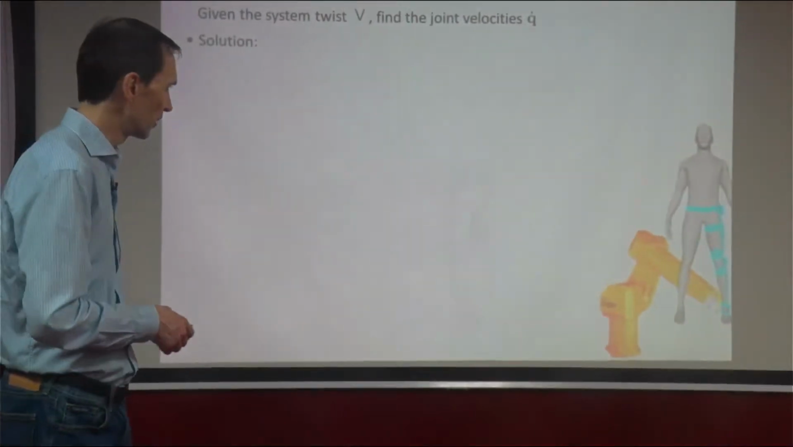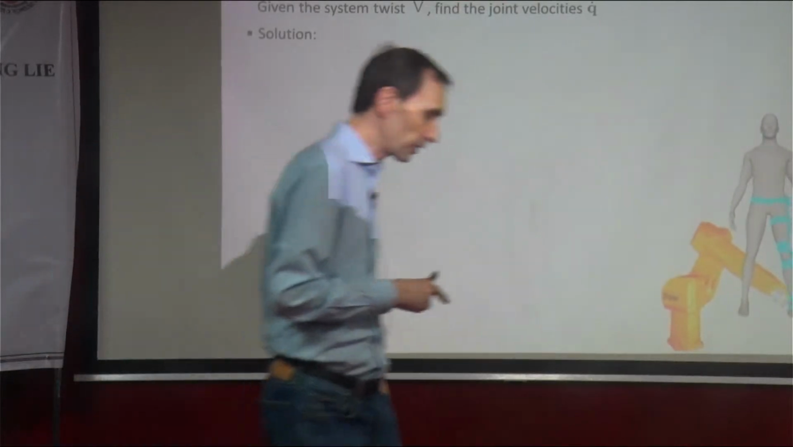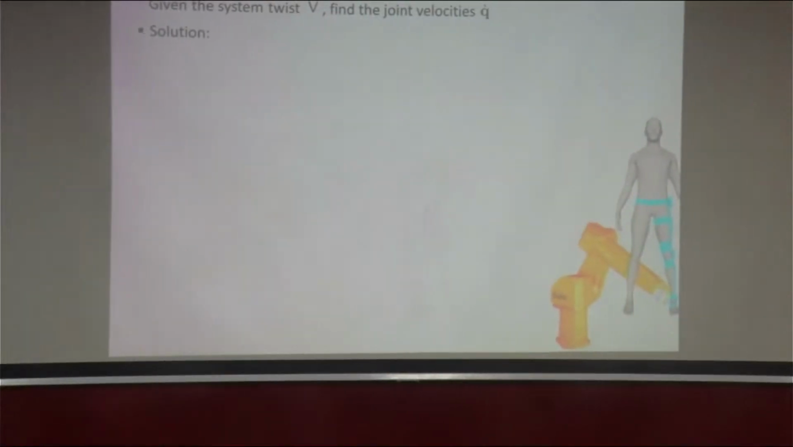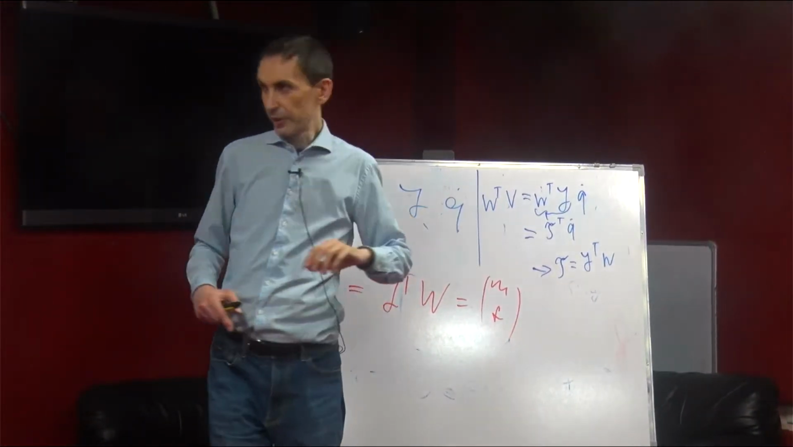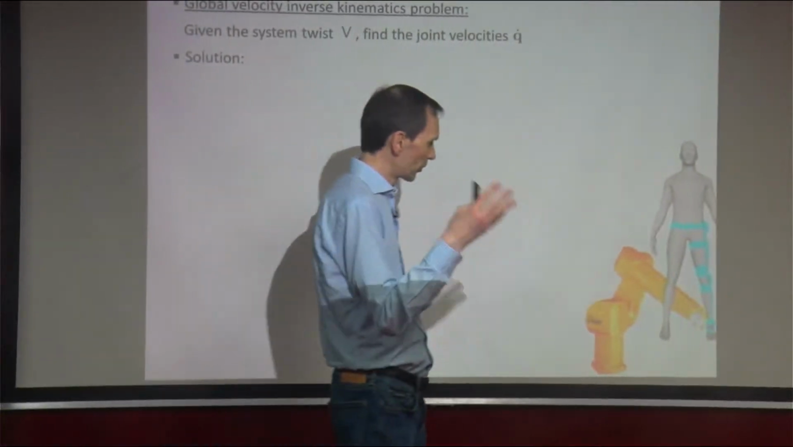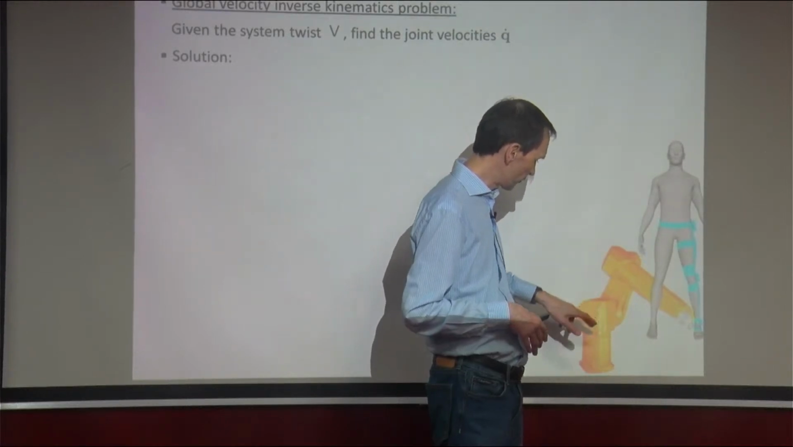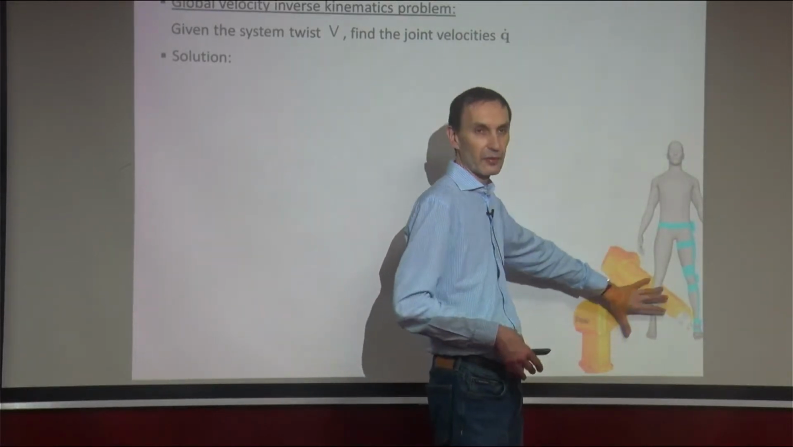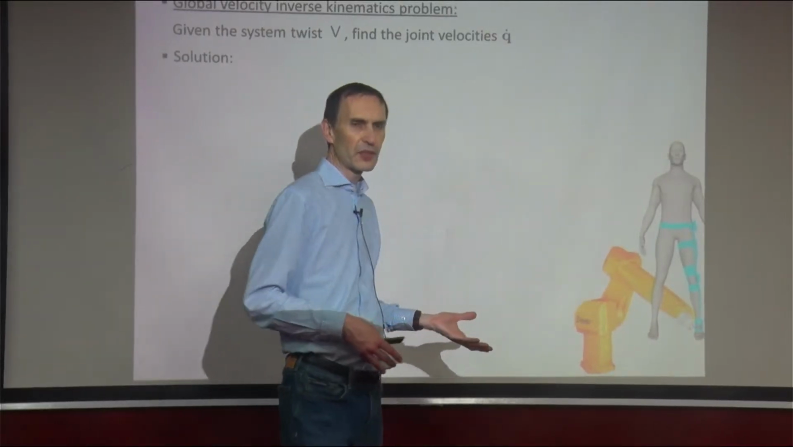But there is a different version of the inverse kinematic problem. Let's call this a global velocity inverse kinematic problem. When I say global, what you did here is just ask: I have the end effector twist, and I'm asking for the joint velocities. What if I'm given the twists of all the bodies, of all the links in the system? For example, I'm giving the velocity of this link, I mean all the links, 6 links, and I would like to know the joint velocity. Why is this an interesting problem?